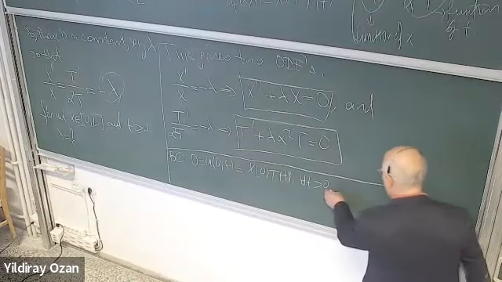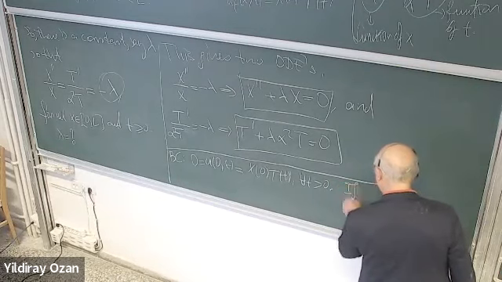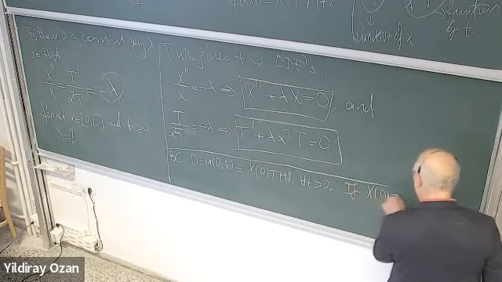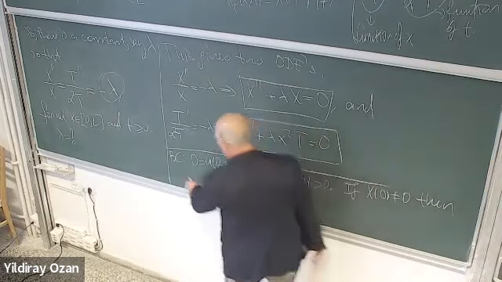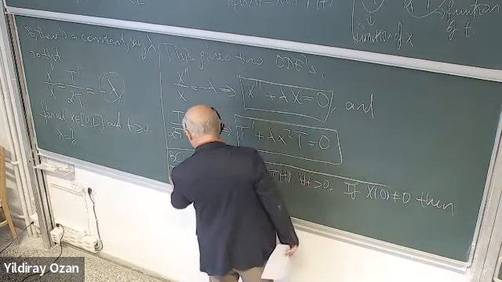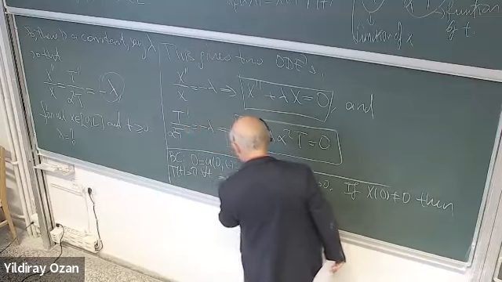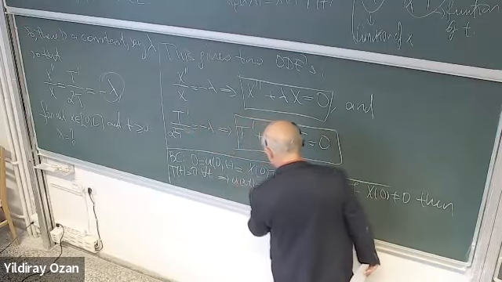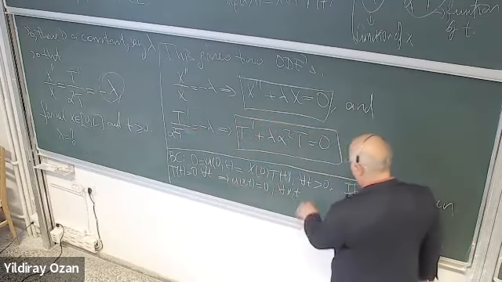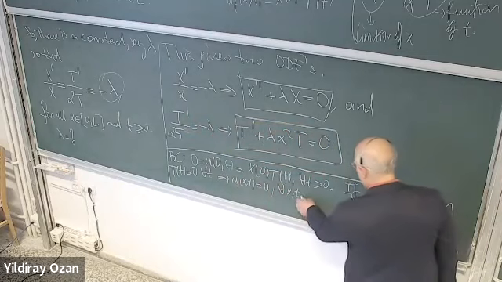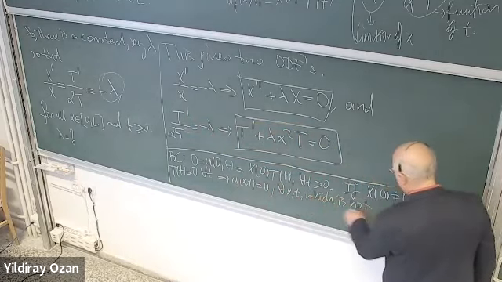So the conclusion is this: if this is not 0, then t of t would be 0 for all t, and this would imply u of x,t would be 0 for all x and t, and we don't want this, which is not desired.